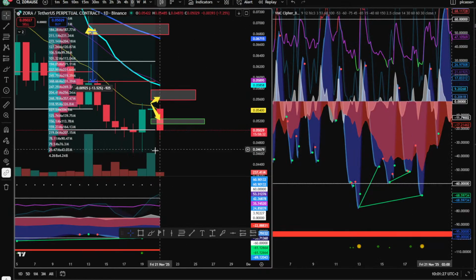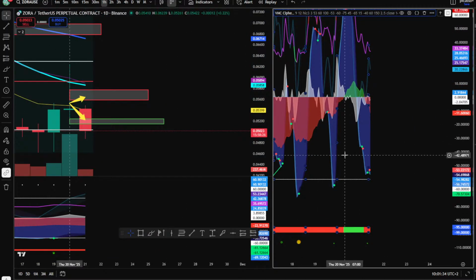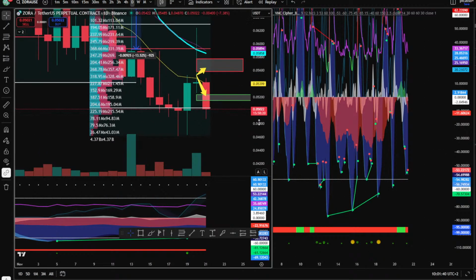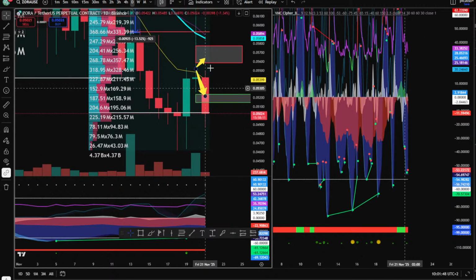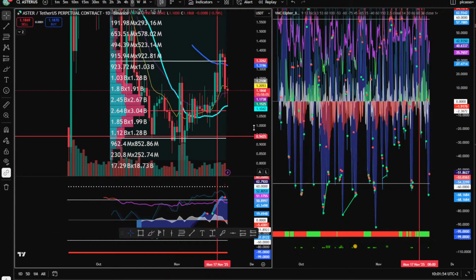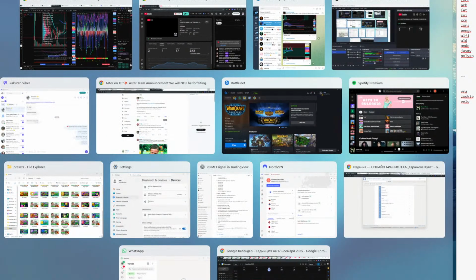Zora. Let's check out Zora. And here we'll switch to the 1 hour. "I think Toncoin has potential to drop a lot, not financial advice." Okay, we'll check it out. What do you think about Toncoin? Why do you think it will drop a lot? I'm not going to short Zora. Zora kept dipping yesterday. Oops.